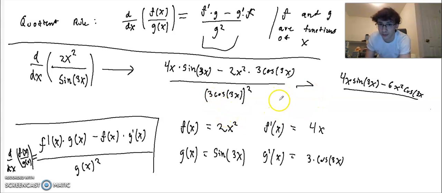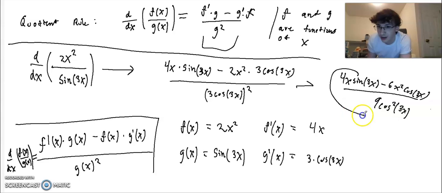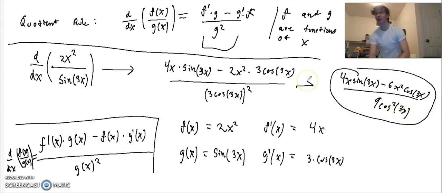So we get 9 cosine squared 3x. And that's our answer. That's our derivative. It's pretty ugly. There might be some way to simplify it a little more with some trig identities. Maybe you can factor out a 2x on top, but I don't know, that's pretty much all you need to do.